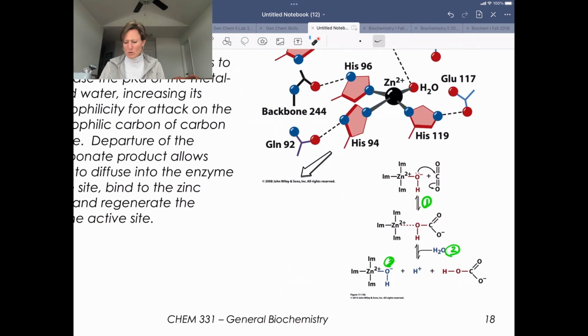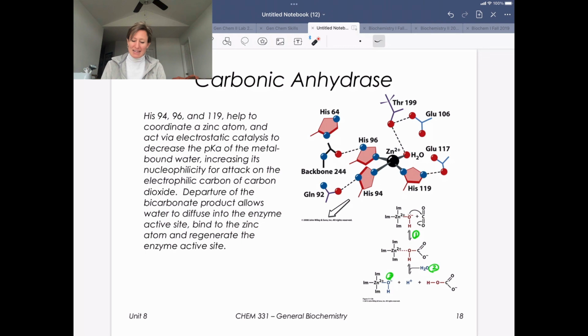Again, we can see the details of this enzyme speak here. Histidine 94, 96, and 119 help to coordinate a zinc atom, acting via electrostatic catalysis to decrease the pKa of the metal-bound water, increasing its nucleophilicity for attack on the electrophilic carbon of carbon dioxide. Departure of that bicarbonate allows water to diffuse into the enzyme active site, bind to the zinc atom, and regenerate the enzyme active site. So pretty straightforward and fairly simple for the chemistry that happens then with carbonic anhydrase.